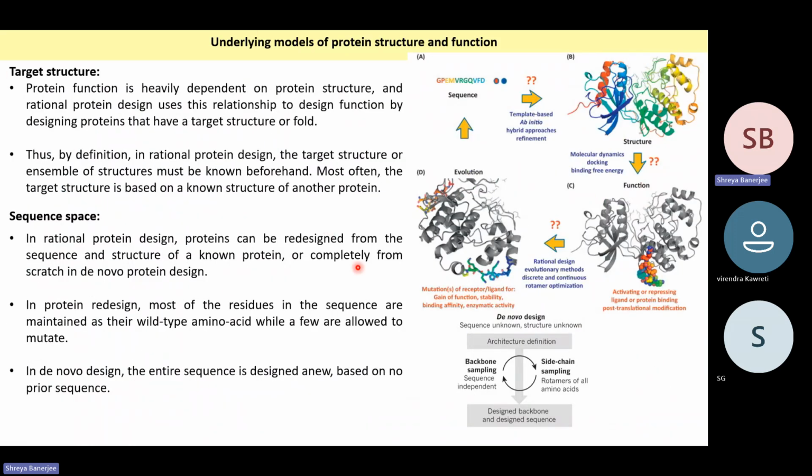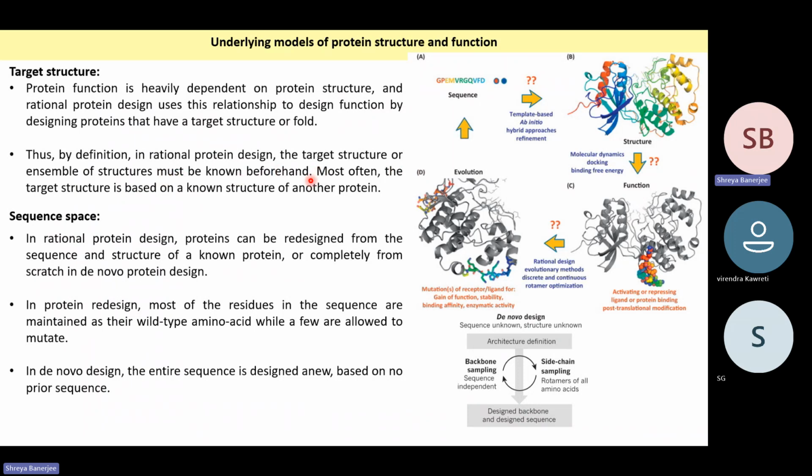Now we will look more into the details of this rational design. Protein function is heavily dependent on protein structure, and rational protein design uses this relationship to design function by designing proteins that have a target structure or fold. That is what I said in the previous slide: suppose we want a protein with a specific function, then we need to have a target structure or fold which will result in that function. So a detailed knowledge of the structure-function relationship is important. By definition, in rational protein design, the target structure or ensemble of structures must be known beforehand.